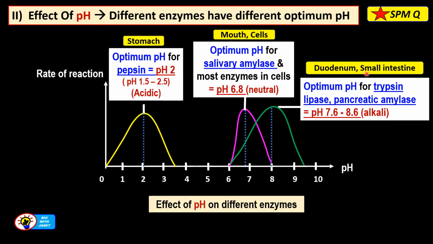Now, finally, in the duodenum, which is the first part of the small intestine, the optimum pH for three enzymes there, trypsin, lipase, and pancreatic amylase, all three secreted from the pancreas, is pH 7.6 to 8.6, which is alkaline condition. Textbook says it's pH 8.5, right? So around this range. So it's important to be able to identify the enzymes for each pH graph. This comes up often in the objective question and structured question.